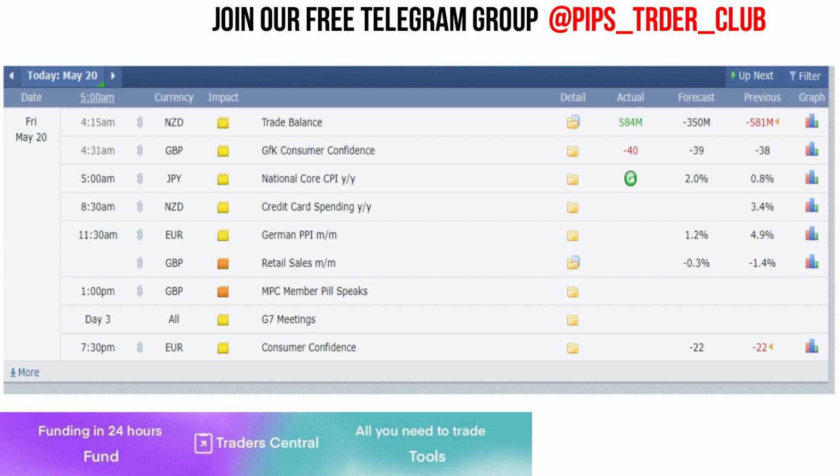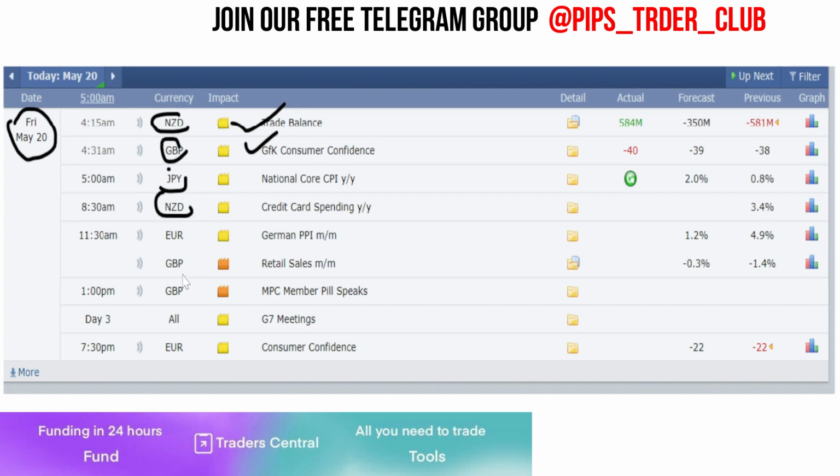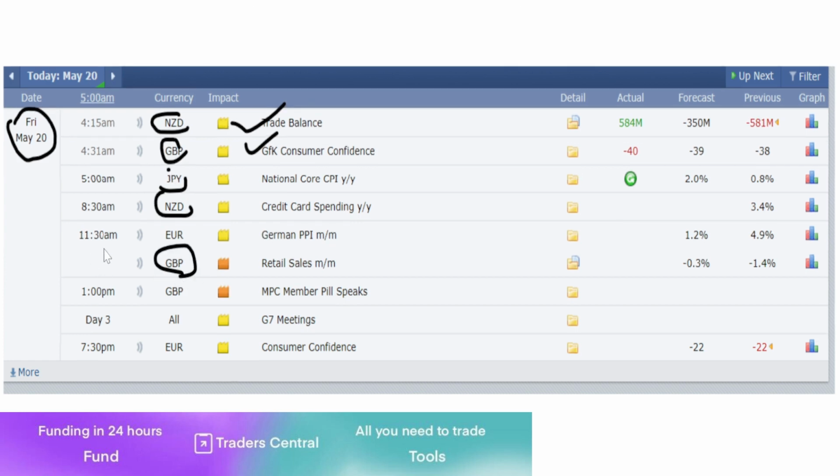So when we look at the economic calendar for today, it is Friday, May 20th, and we have more of low impacting news coming up on New Zealand dollar, British pound, JPY, and when we look at the medium impacting news, at 11:30 AM we have medium impacting news on British pound. At 1 PM also we have medium impacting news for British pound. So requesting you to make your trading plans based on this economic calendar schedule. Let us begin our gold analysis.